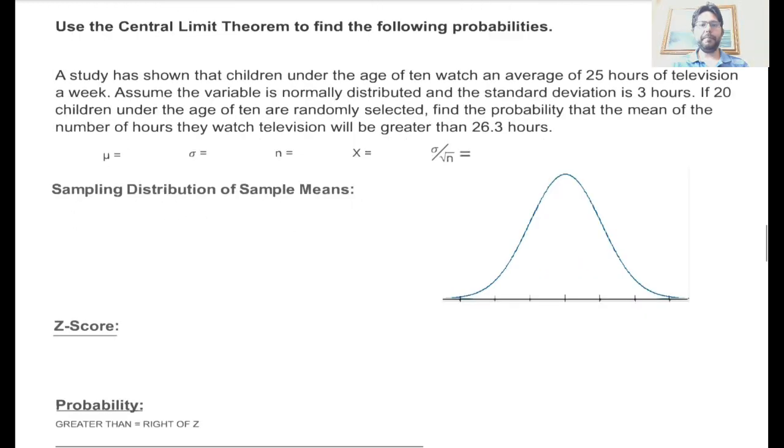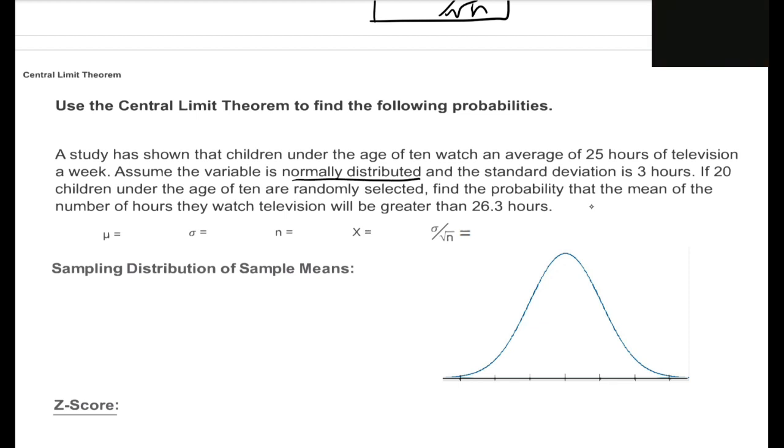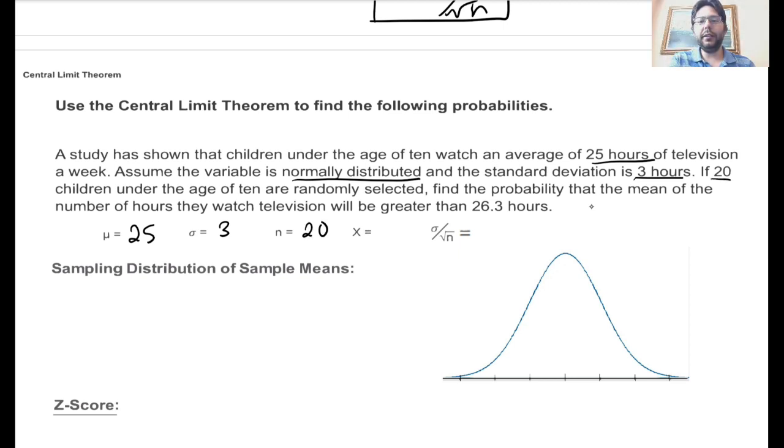So let's use the central limit theorem to find the following probabilities. We have a study that shows that children under the age of 10 watch an average of 25 hours of television a week. Assume that the variable is normally distributed. So we have an average here, that's our average, so we'll call that mu. That's 25 hours. Now it says the standard deviation is 3 hours. So that's 3 there. If 20 children under the age of 10 are randomly selected, that's 20 children, that's my sample size. Find the probability that the mean of the number of hours will be greater than 26.3.